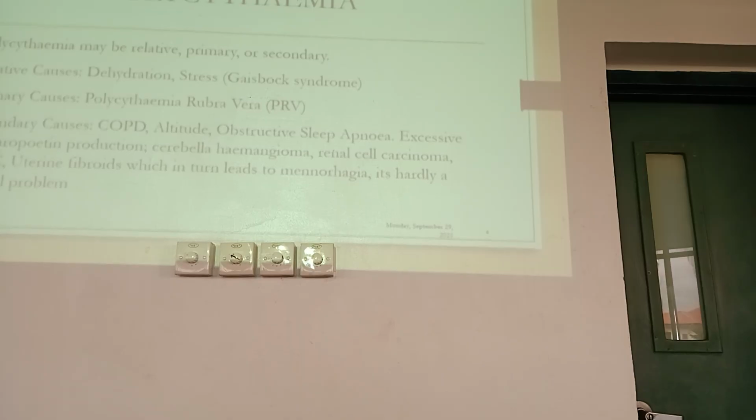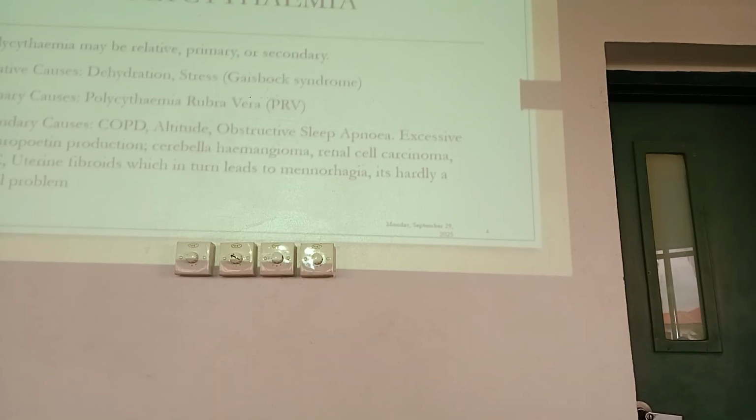Bronchial carcinoma, that's the lungs, can also take up the responsibility of abnormal production of erythropoietin. You will also have uterine fibroids and cerebellar hemangioma, hemangioma affecting the cerebellum, which can also produce erythropoietin. So uterine fibroid usually will produce anemia.